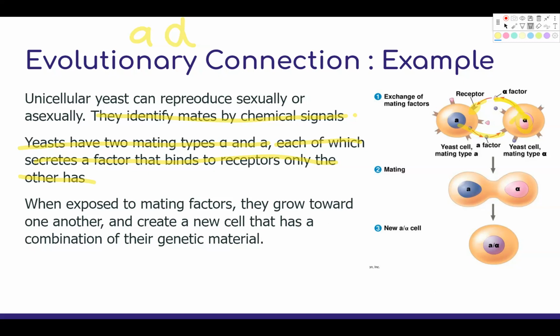So this is kind of our background. This is an example of cell signaling, right? When an alpha cell is exposed to an A factor, and when an A cell is exposed to an alpha factor, they grow toward one another, and then they create a new cell that has a combination of their genetic material. We call these alpha A cells. This is how yeast cells reproduce sexually, and you only need what is highlighted because this is just background information for our evolutionary connection.